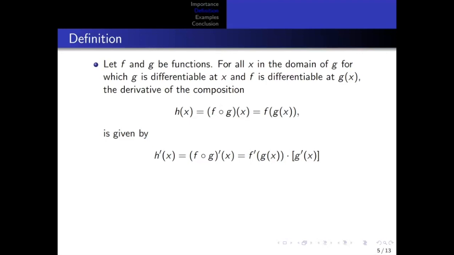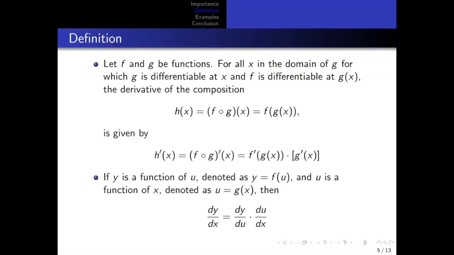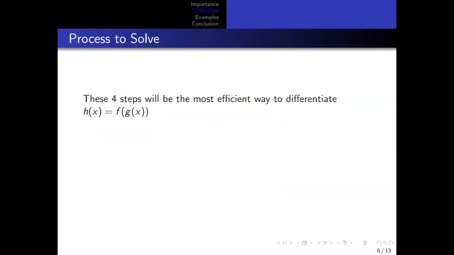Quick note, I like to use brackets as parentheses for g prime of x to help distinguish and break up the formula. You can use parentheses as brackets as given. Our second definition tells us if y is a function of u, denoted as y equals f of u, and u is a function of x, denoted as u equals g of x, then dy dx equals dy du times du dx.